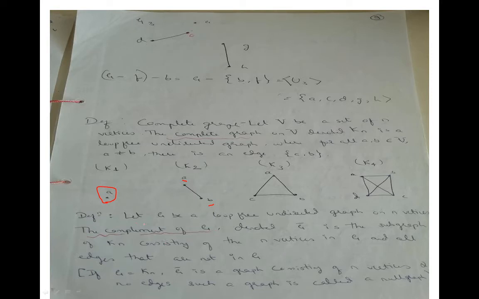Next, we are having one more definition, that is the complement of a graph G. Let G be a loop-free undirected graph on n vertices. The complement of G, denoted by G bar, is the subgraph of Kn consisting of the n vertices in G and all of the edges that are not in G. Now it should consist of all the edges, and then I call that one K3. If I take any other edge which is not over here, then we are going to call that the complement of G.